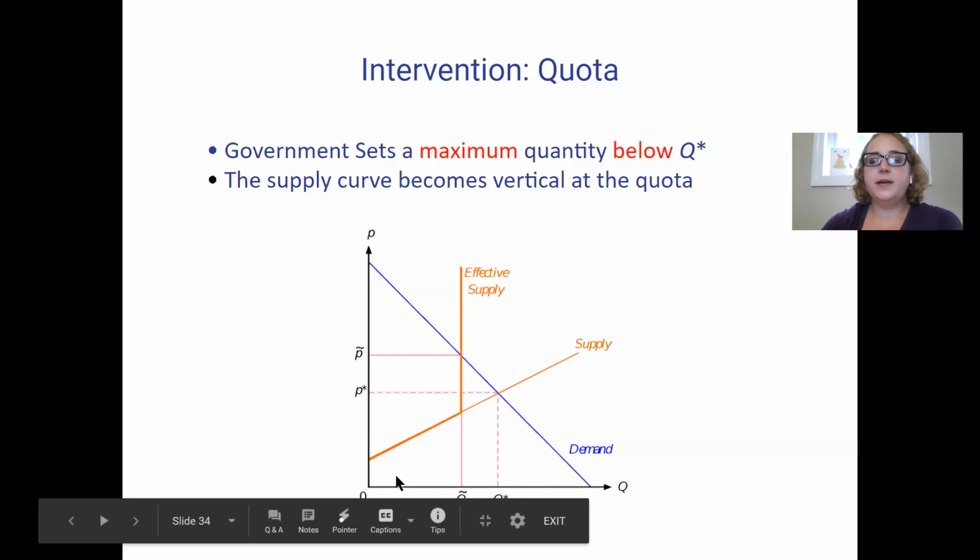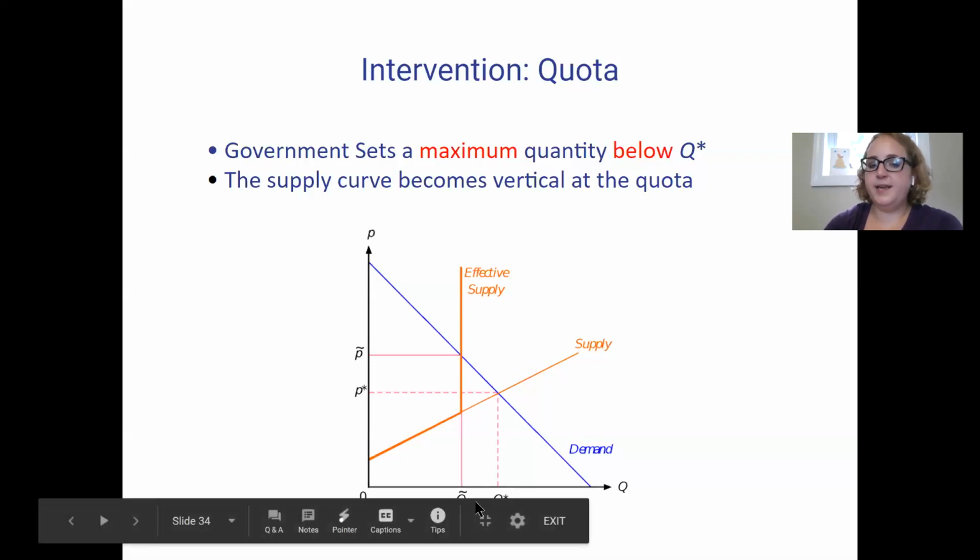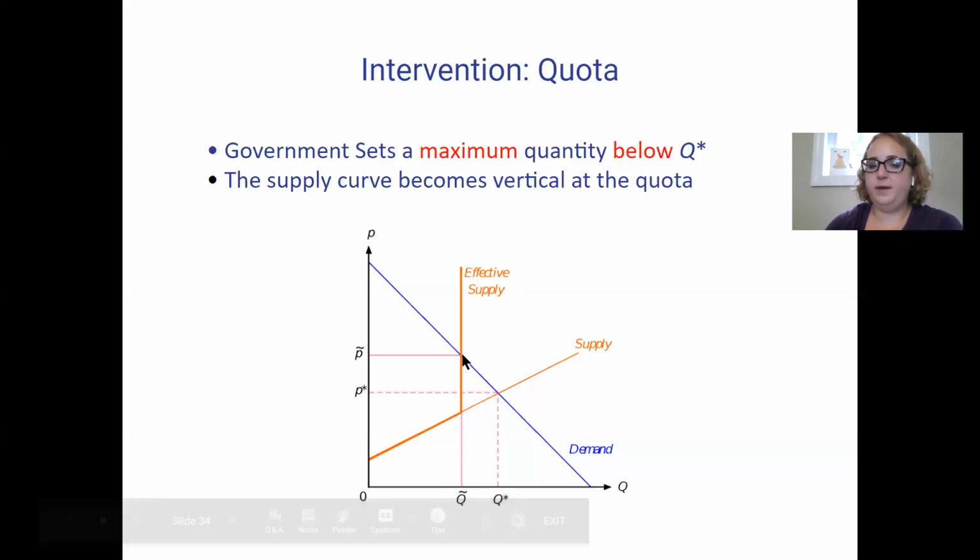And now the new supply curve. So down here, the supply looks like this. But once we get to the quota amount, whatever that number is, we have a new part of the supply curve that's just vertical, because we can't go any further up here. This is stopping us. So now how we find the price and quantity is by where this effective supply, as your book calls it, hits the demand curve here. So we're taking the quantity that is the quota and seeing how much consumers are going to pay for it.